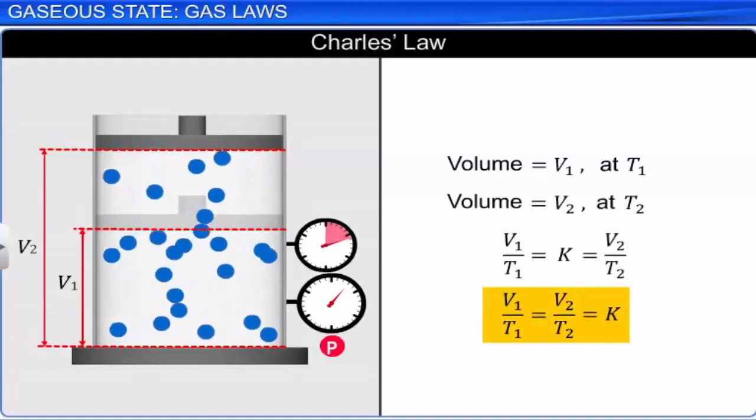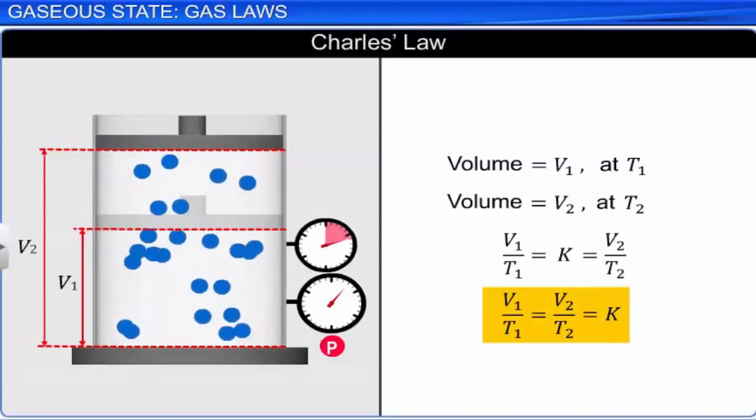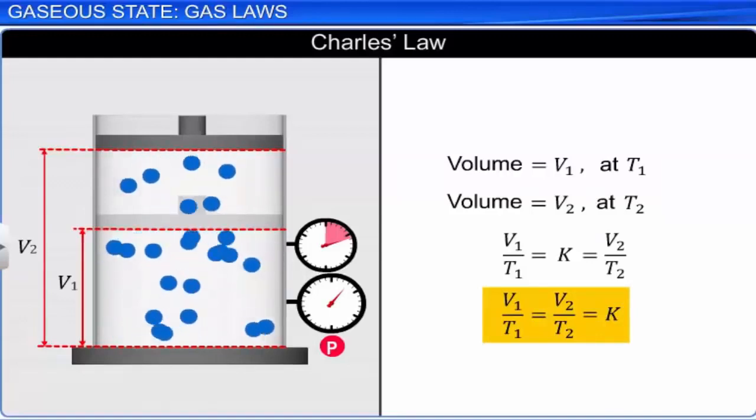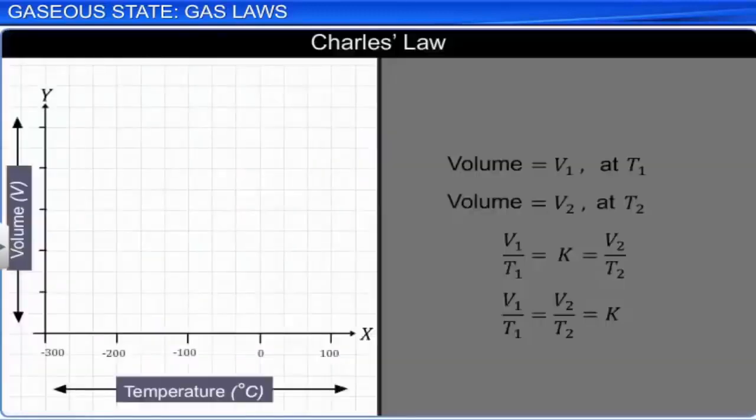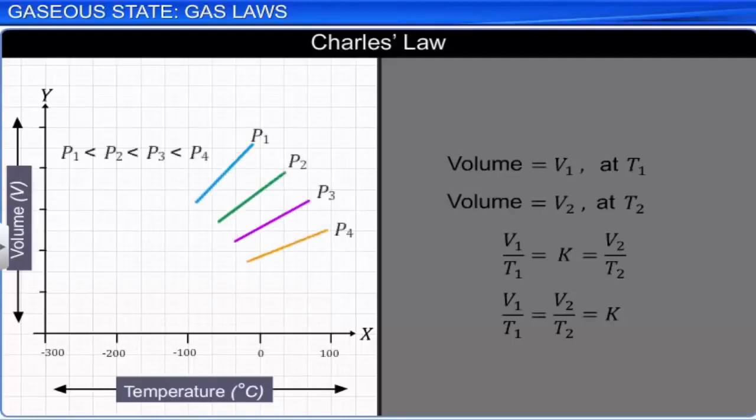For a given amount of gas, if we plot the variation of volume versus temperature at different pressures, we get different straight lines corresponding to each pressure. These lines are called isobars. You can observe all the straight lines, on extending to zero volume, intercept the temperature axis at minus 273.15 degrees Celsius.